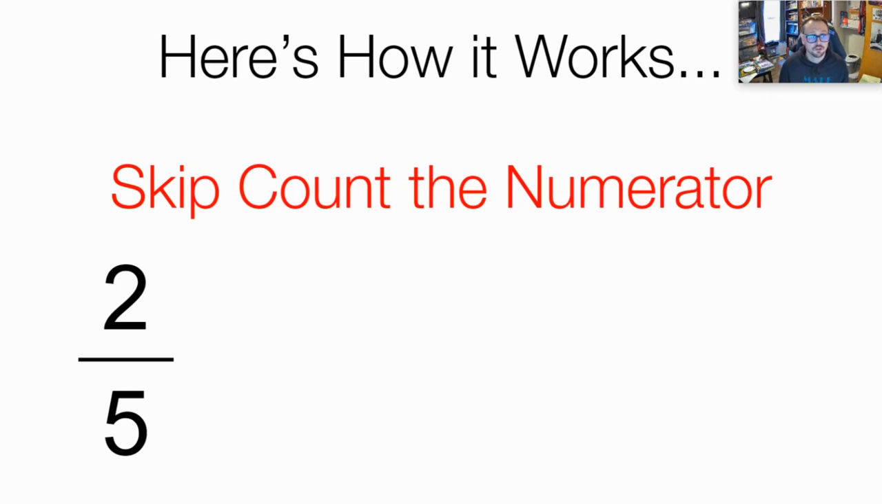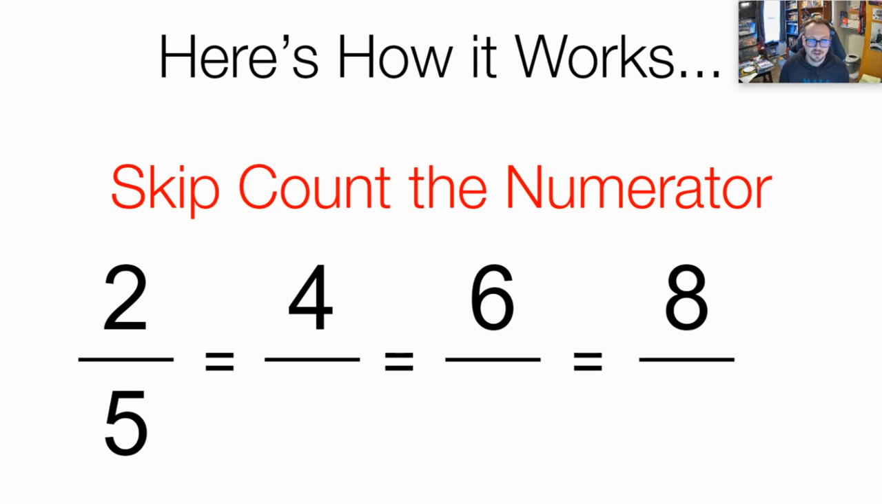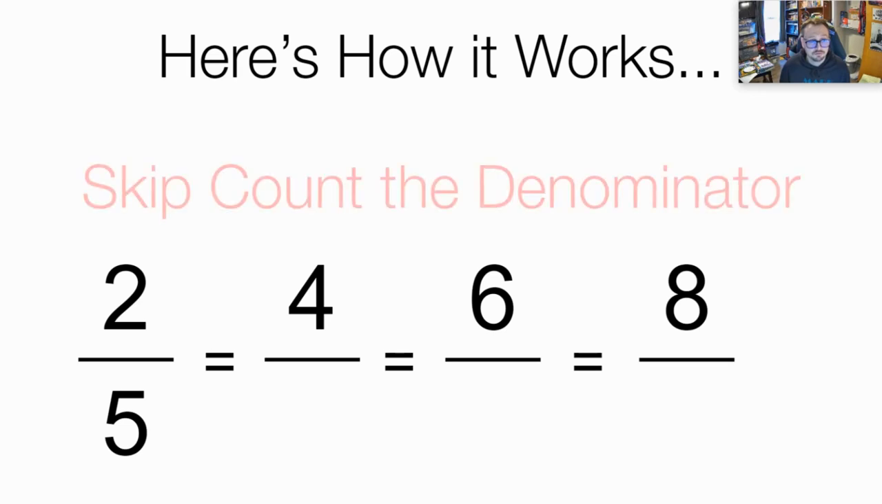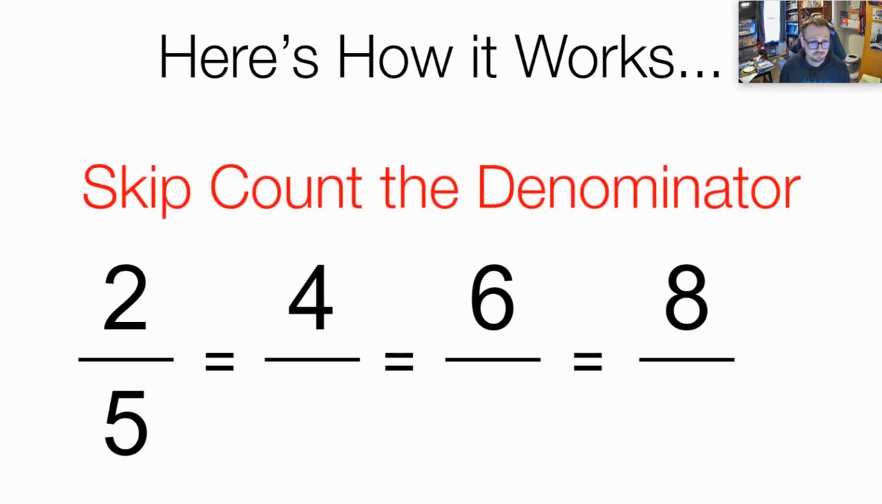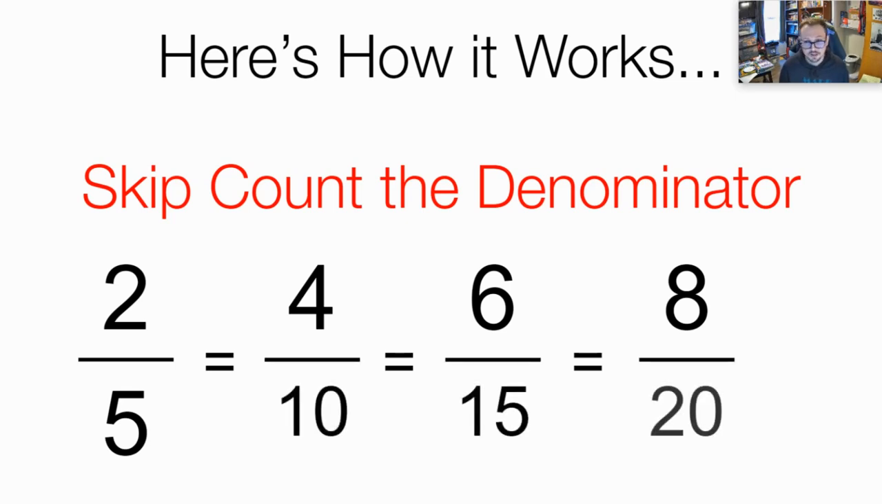First part is we're just going to skip count the numerator. So the numerator is 2, so we're going to skip count by 2s. So we got 2, 4, 6, 8. And we could keep going, but I don't have room. So that's step one. Step two, we're just going to skip count the denominator. So that's 5. So we're going to skip count by 5. So 5, 10, 15, 20.